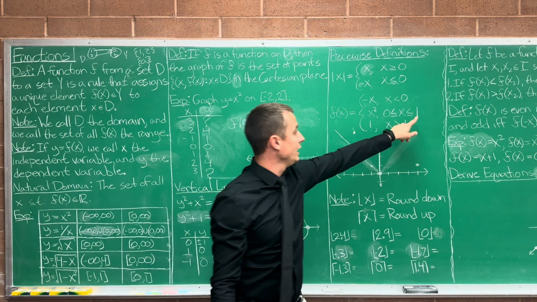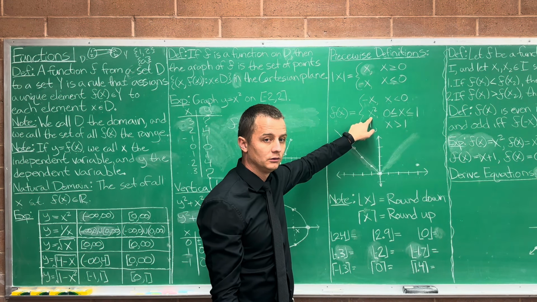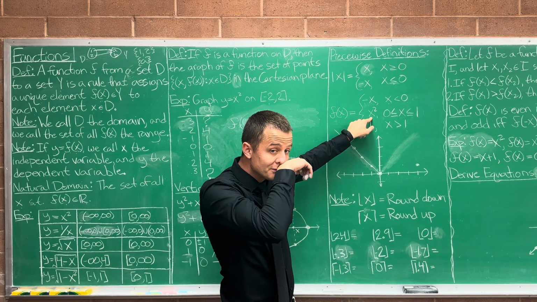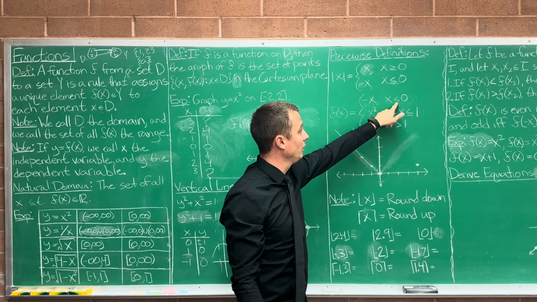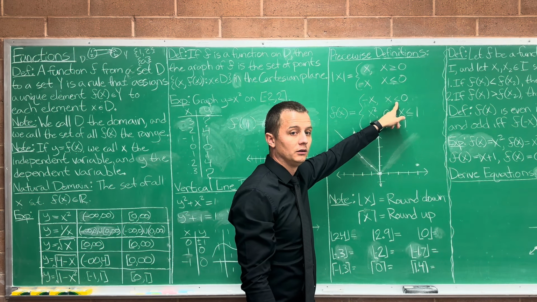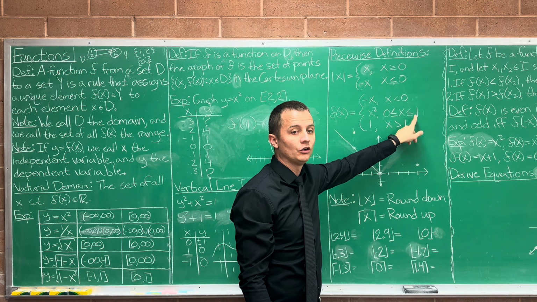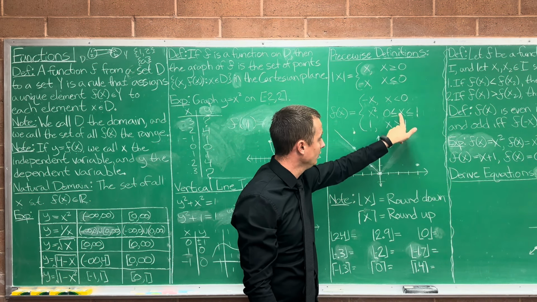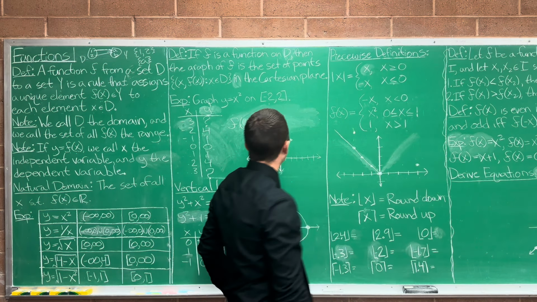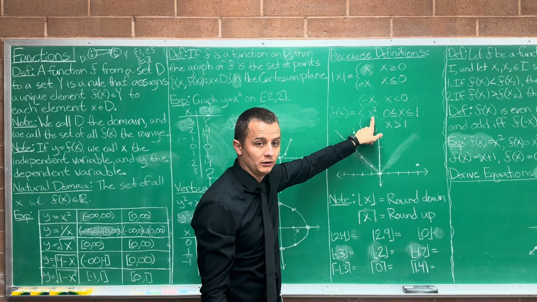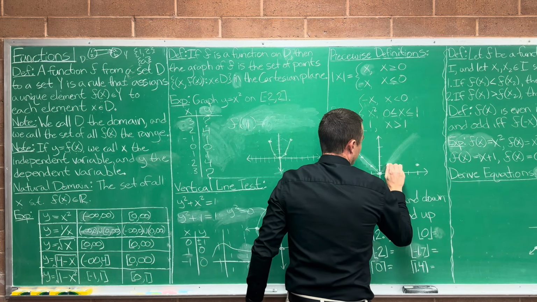1 is in this domain, so it goes to 1 times 1. So we're plugging in 1. Is 1 less than 0? No. Is 1 between 0 and 1, including 0 and 1? Yes, it is. Okay, so we're in this domain. So it goes to 1 squared. So we got 1 times 1 here.